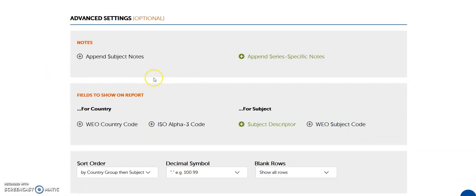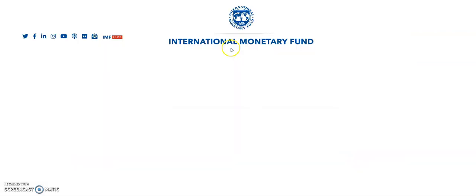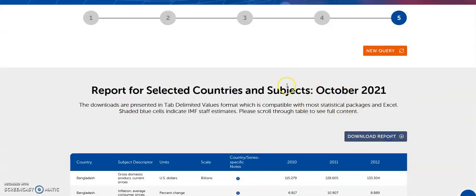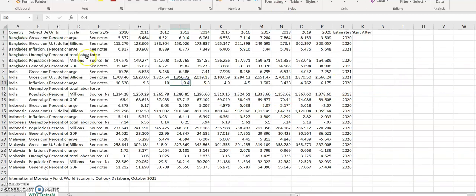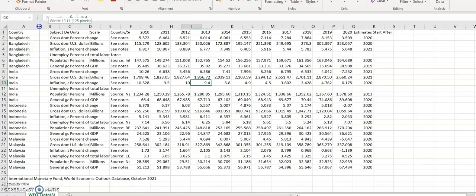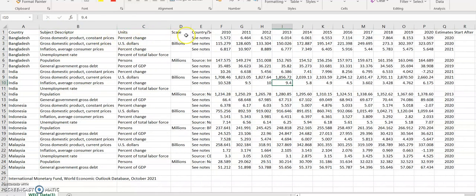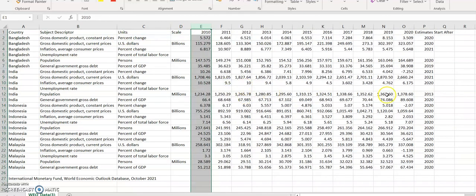Okay. 10 years, show all, produce a report. So we download the report. Okay, so we have the table here. You could restructure this table in a better way. You could also use graphs to represent the table, and that will ease the comparison. But let's just briefly look at the table. So we have countries, we have indicators, we have units. I'm not interested in notes. So we have the last column here, estimates after date, so that will give us an indication about which data are estimated. Okay, so first we start with Bangladesh.